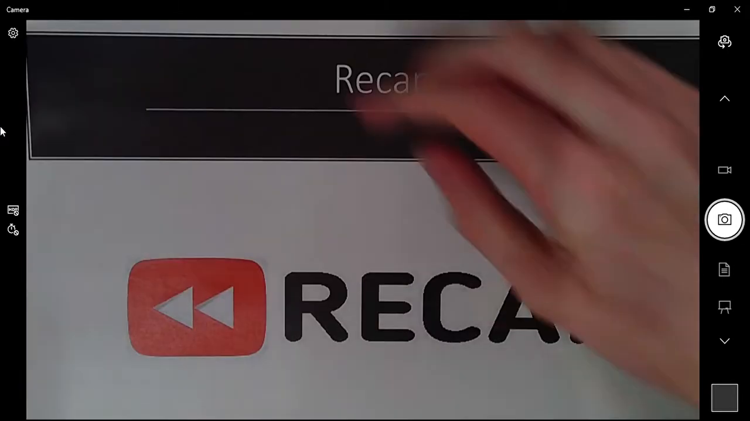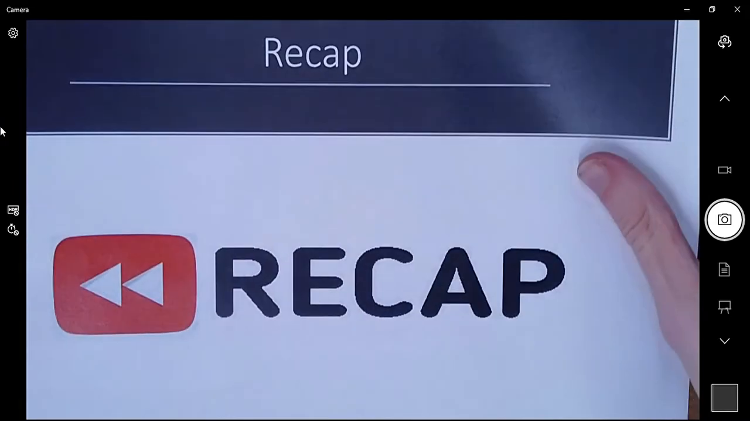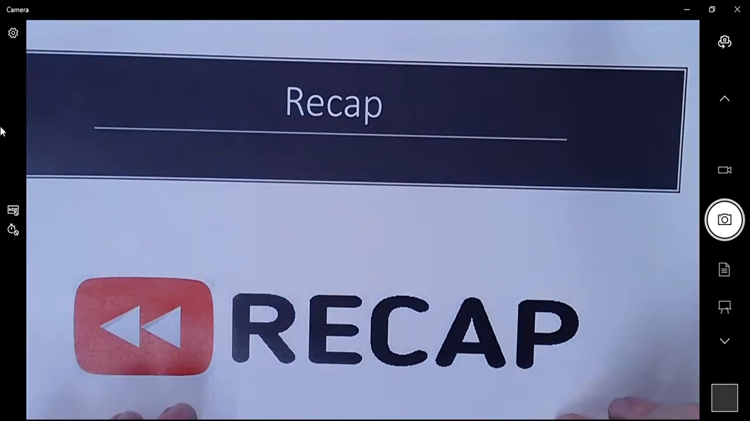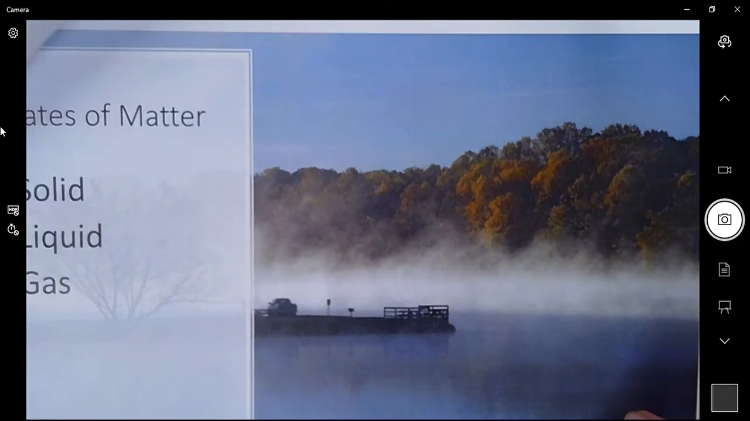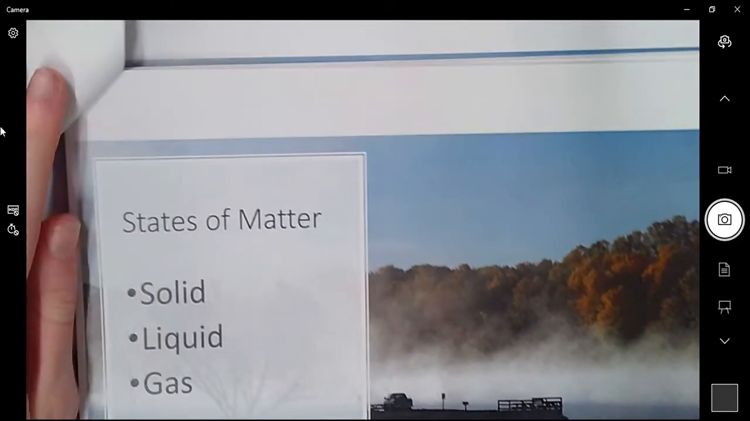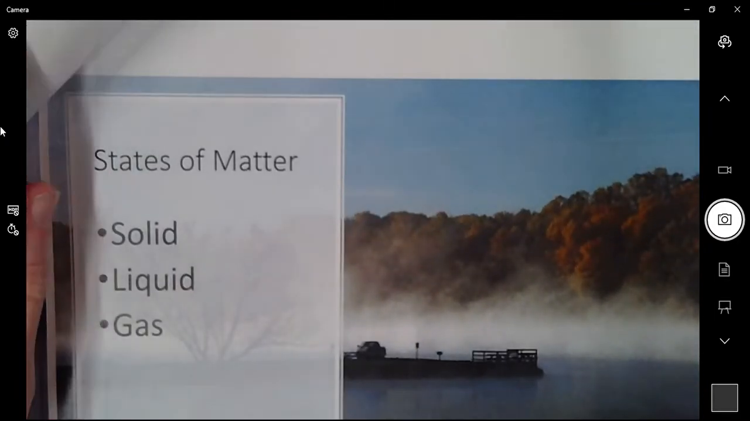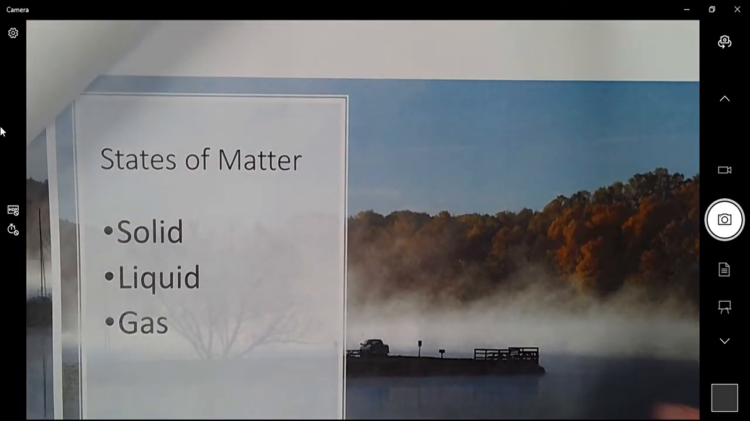Right, off we go. So a quick recap on last week's learning. So last week, we looked at the states of matter. There was solid, liquid, and gas. They were the 3 states of matter we covered.